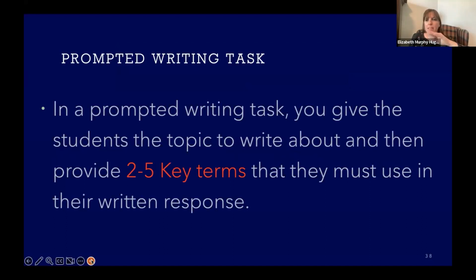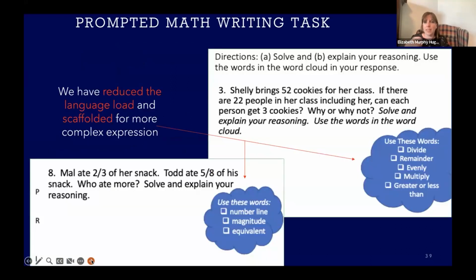So in summary, and I'm sorry, I think I had that slide out of order. In a prompted writing task, you give students 2 to 5 key terms to use. And then here's another example. What I also love about this, these I've created in advance. You can have 5 words, you can have 2 words. This is one of those ways that you can differentiate. You can put the words up on the board for students who may have difficulty processing what's on the board and bringing it to the paper. You can put it on a Post-it note.